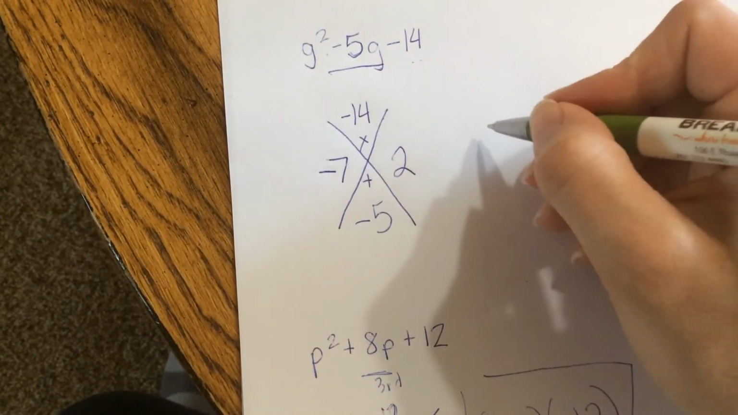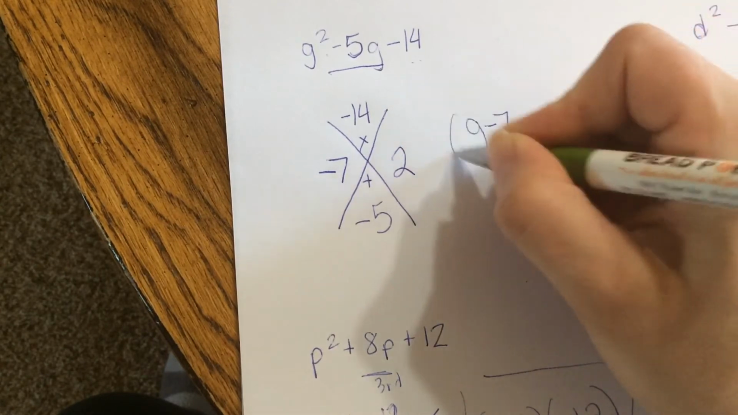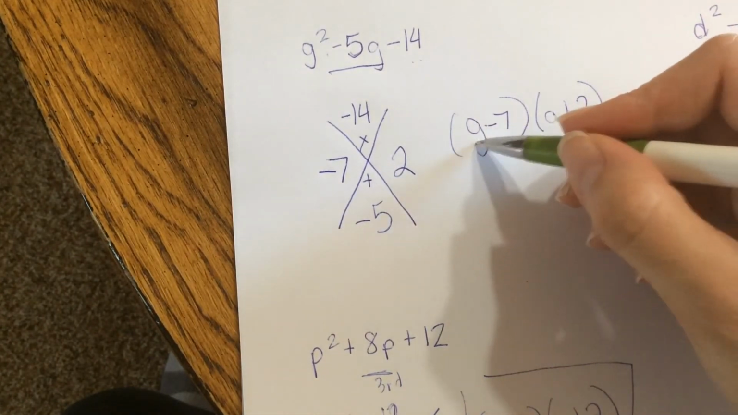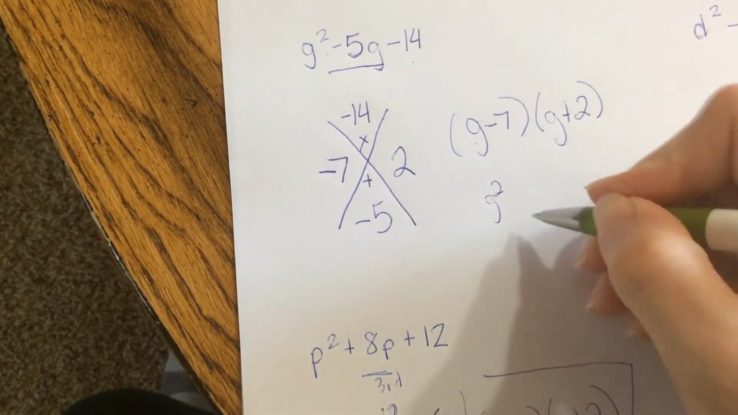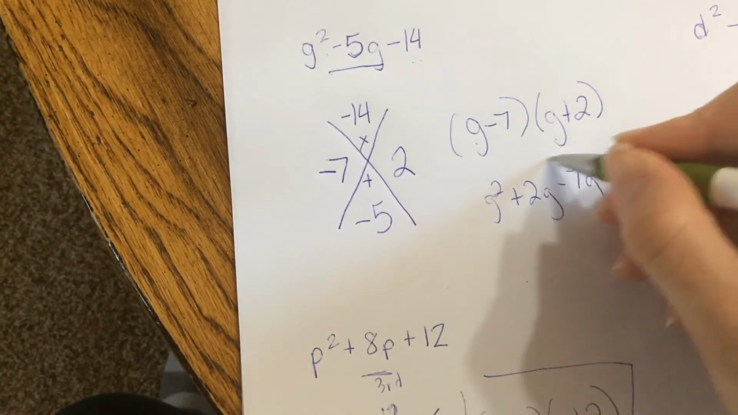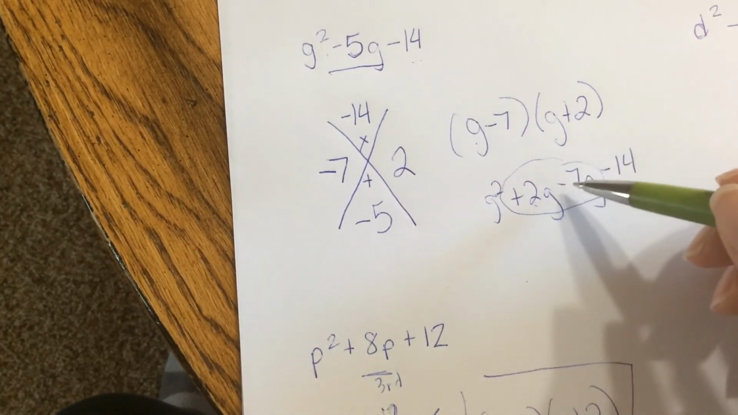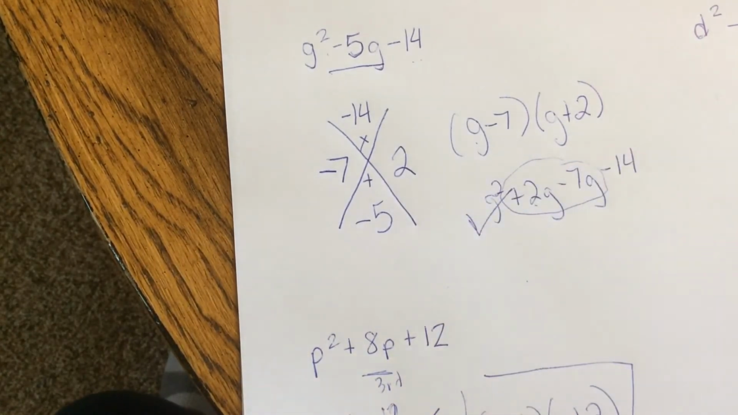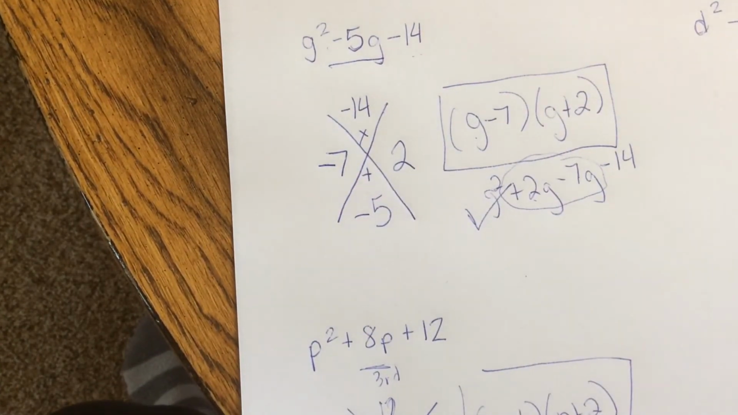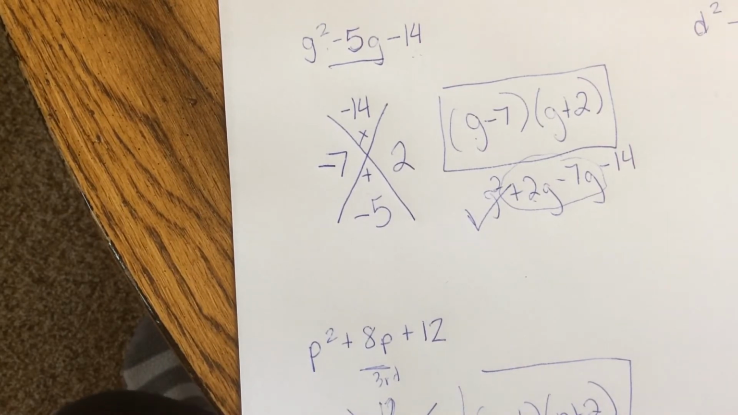And so if I check that, I get g minus 7 times g plus 2. And if I check that again using FOIL, I get g squared plus 2g minus 7g minus 14. And checking those middle two, 2 minus 7 is negative 5, so it checks. So here are my factors. And it doesn't matter which order you write them in. I can have g minus 7 times the quantity g plus 2 like I have it, or you could have had the quantity g plus 2 times the quantity g minus 7. That order doesn't matter.